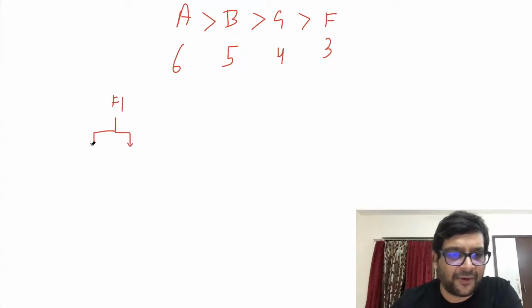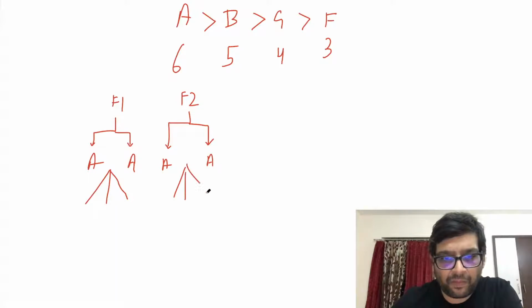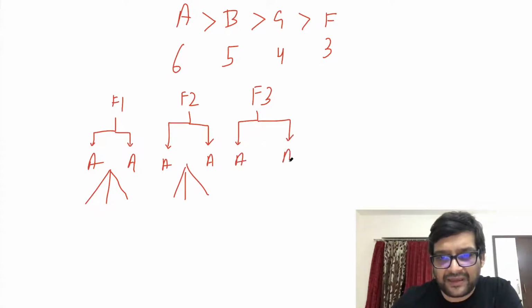Family 1, I can have a maximum of 2 adults, and then I have 3 children. Family 2, once again, I have 2 adults, and then I have 3 children. And family 3, once again, I have 2 adults, and I have 3 children.